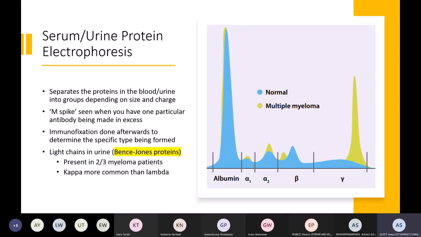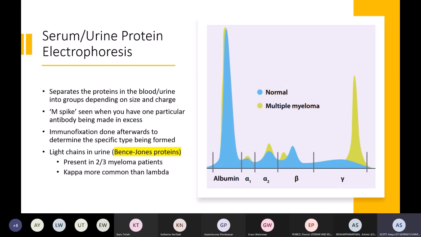So the other thing that you do to diagnose multiple myeloma is either serum or urine protein electrophoresis, and that's kind of a long word just for saying that you'll take the blood and look at what's in it, basically. So it separates all the proteins in the blood or the urine into groups depending on the size and the charge. And this kind of green spike at the end here is what's called the M spike, which is characteristic of multiple myeloma.